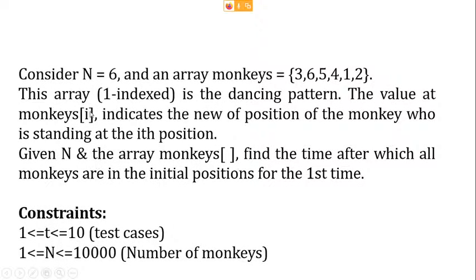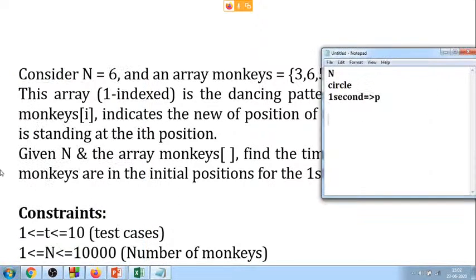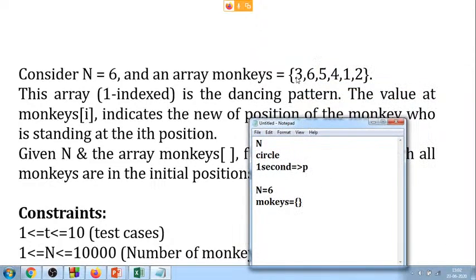Here they are given the input. Consider N and an array of monkeys. What is this? N is the number of monkeys. So for this party, how many monkeys are going? 6 monkeys are going. And what is the monkeys' arrangement they are given? They are given an array for us. Let me increase the size, I think this is visible, okay. So N is 6 monkeys, and in what format are they standing? They are at positions 3, 6, 5, 4, 1, 2. This is the arrangement they are given.